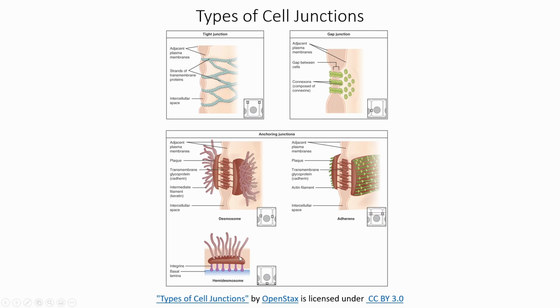And then the hemidesmosome is very similar to the desmosome. The big difference though is instead of connecting one cell to another cell, we're connecting our cell to, in this case, what's called a basal lamina or a basement membrane. So we're not connecting it to a cell, we're connecting it to some extracellular components that serve like a sheet of paper that everything can be glued down onto.